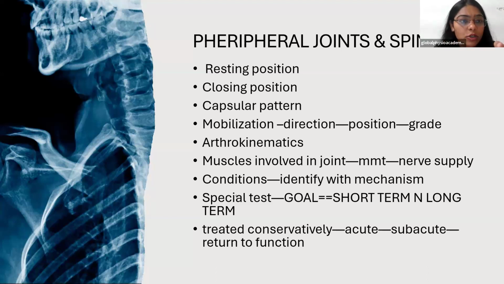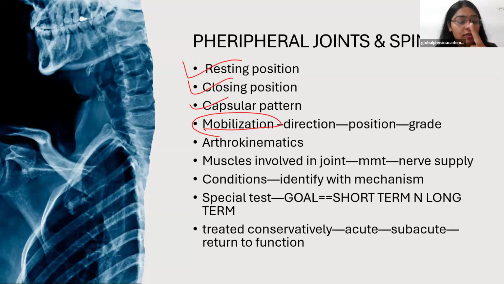What is in the peripheral joint? Let's discuss one more thing in the MSK. Peripheral joints, resting position. So for every joint, we must know resting position, closing position, and capsular pattern. This is basic. Mobilization, chapter number 5 in Kisner, that portion, early chapters 1 to 11. You have to read it.